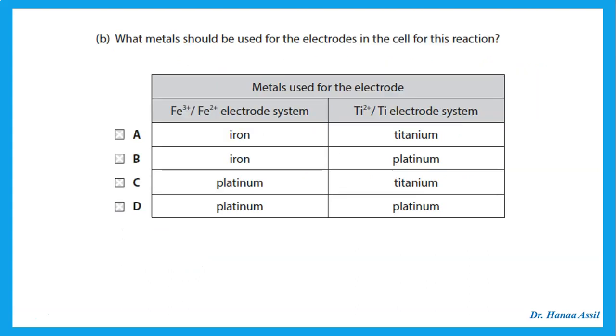Please pay attention. Okay. What metals should be used for the electrodes in this cell? Well, we have iron 3 plus, iron 2 plus, a mixture of solutions, and we said that means I need a platinum electrode. So my answer is C or D. What about titanium 2 plus? We have titanium 2 plus and titanium solid, then the electrode is the titanium solid.